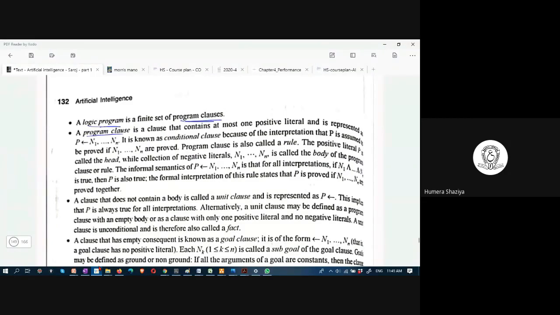What is a program clause? It is a clause that contains one positive literal represented in this form. It is known as conditional clause. Why is it known as conditional clause? Because the interpretation of P is assumed to be proved only if N1 up to N are proved. When these negative clauses are proved, only then this positive clause is proved. Therefore, it is known as a conditional clause. Program clause is also known as a rule.